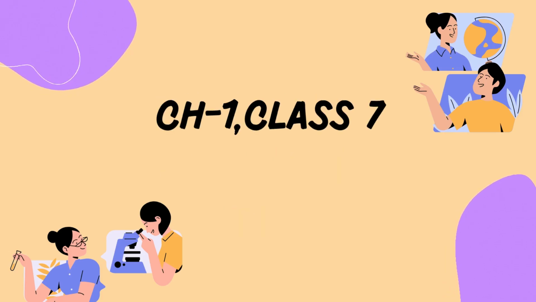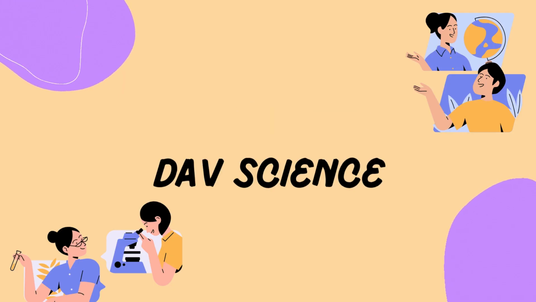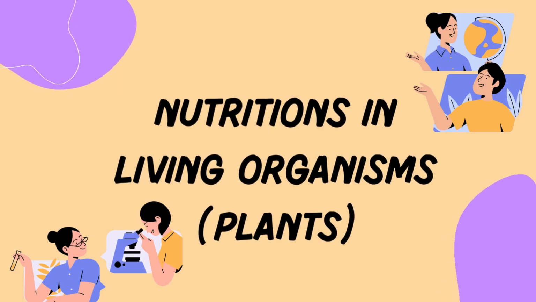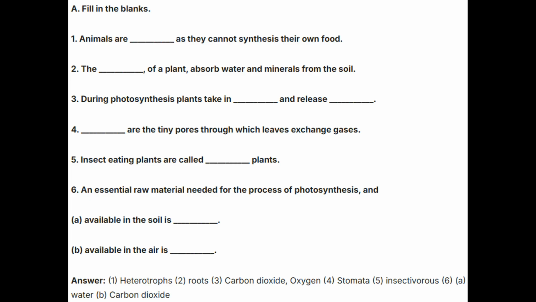Today we are studying chapter 1 of class 7th DAV Science, Nutrition in Living Organisms, Plants back exercise. A. Fill in the blanks.